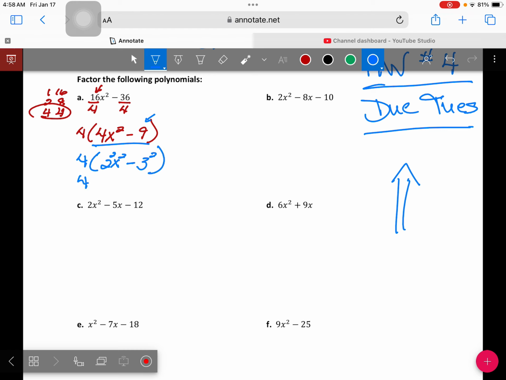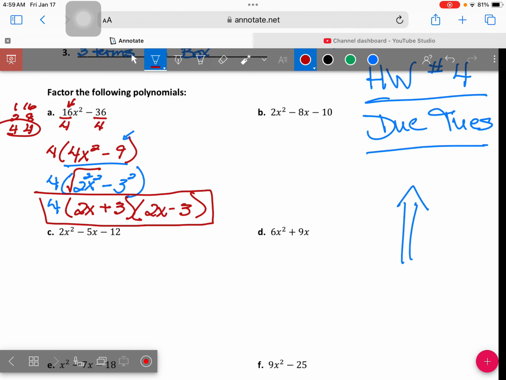So 4 still stays out front. Since both of these are squared, when I take the square root, I would get 2x, which would be the square root, plus 3, and then 2x minus 3. And that is the factorization for the first problem.